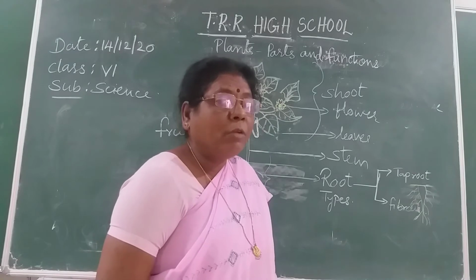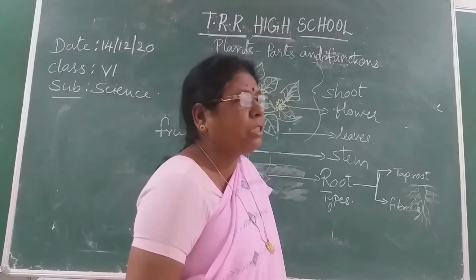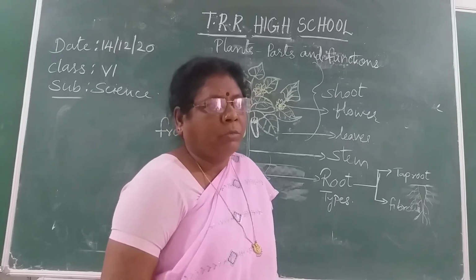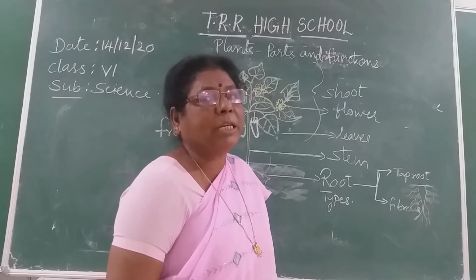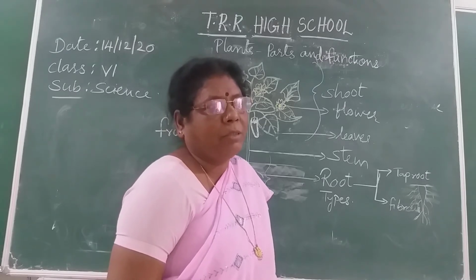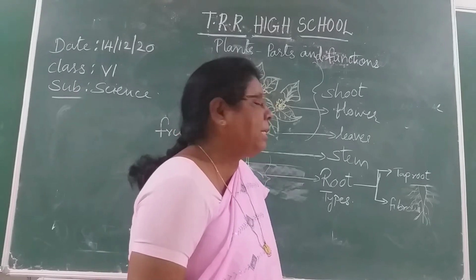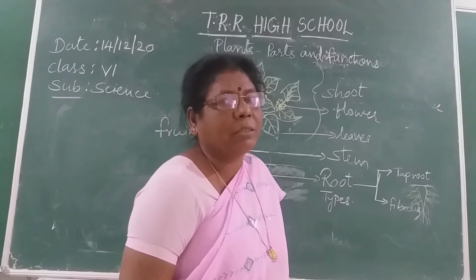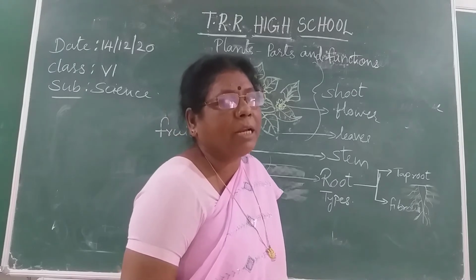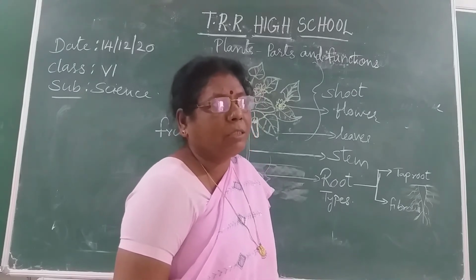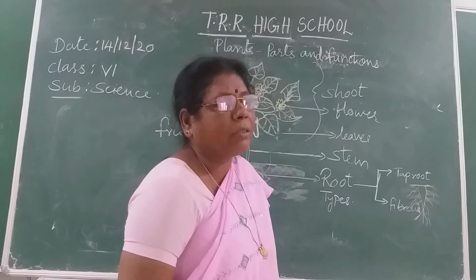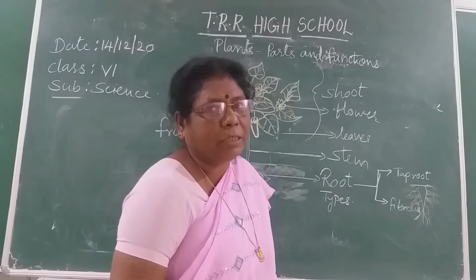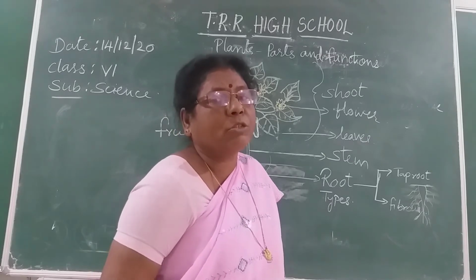Understood? So, in which plant this taproot system is present, I will explain to you. This taproot system is usually present in dicot plants. Beans is a dicot plant. Mango is a dicot plant. Two cotyledons are present, so it's called a dicot plant.